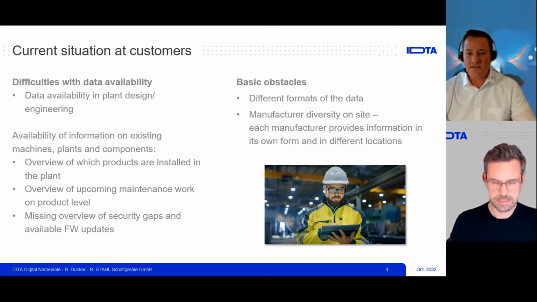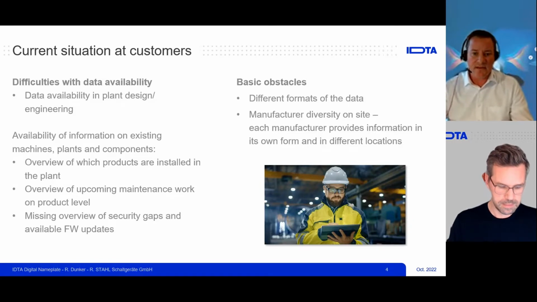We also figured out that there are some basic obstacles out in the field. You have different formats of data, and all the different manufacturers normally publish the data in different places. We tried to collect all the data even for our own products on our own websites, and we counted the clicks you need to do to get all the information. Even on our own website, you need at least 30 to 40 clicks to collect all the information and all the data sheets and everything else, even for one product. If you imagine that you have more than 10,000 different components out there in a plant, it's a mess to collect it that way. So you can't really do it.